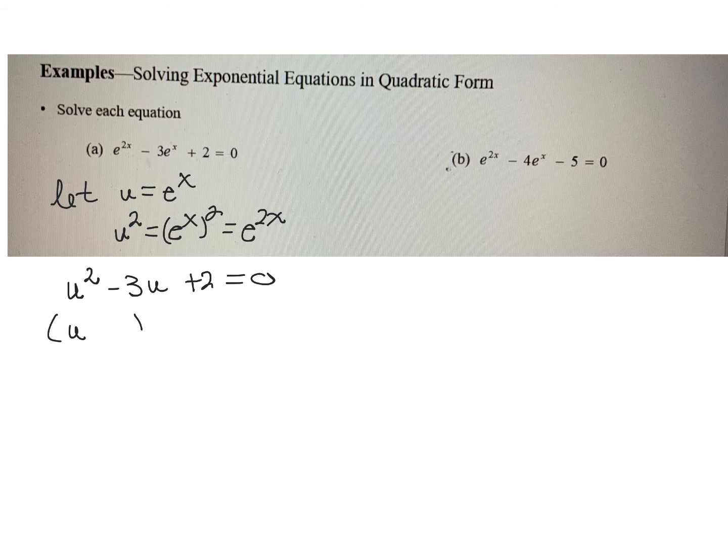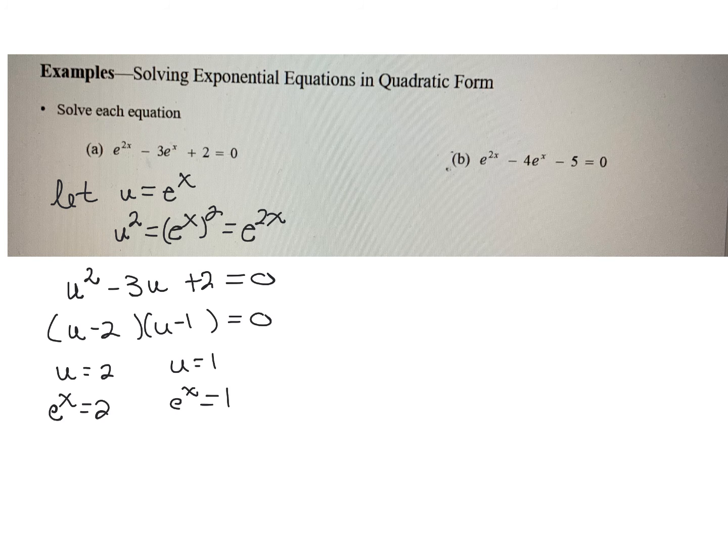We're going to factor. So u minus 2, u minus 1. So we get u equals 2 and u equals 1. But we didn't have u, we had e's. So we have to replace them back in. E to the x equals 2. E to the x equals 1.